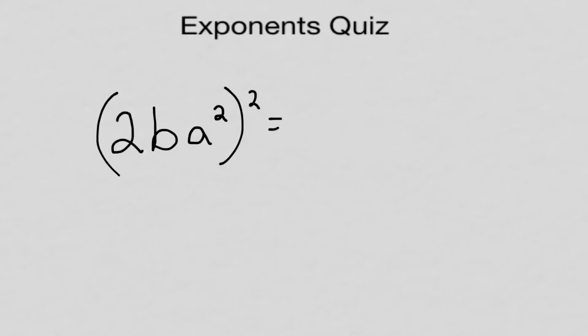Number 7, 2ba squared, in parentheses, all of that squared. All right, let's just jump straight into it. The coefficient out front, 2 squared is 4. b squared is b squared. And a squared squared is a to the fourth.